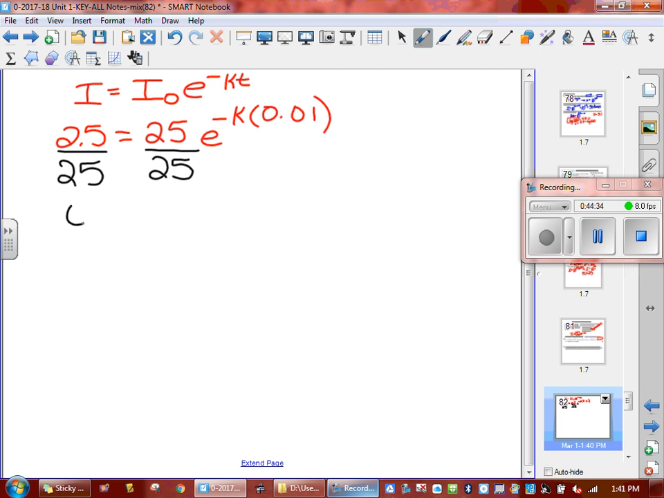Now we switch to log. Just like we would switch to log, the base stays the base, and then, remember, it's the switcheroo. These two guys are going to switch places. So, the base stays the base, which is ln, it's base e. So we're going to say ln of 0.1 equals negative 0.01k.